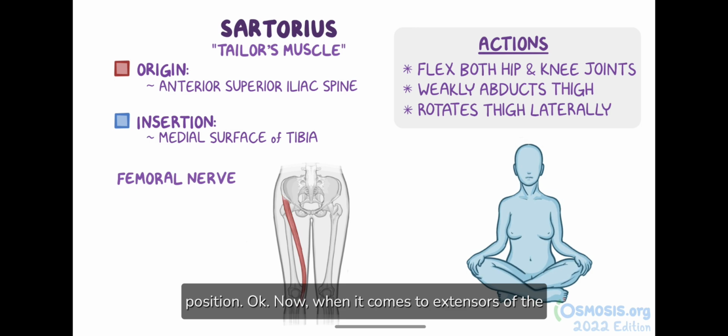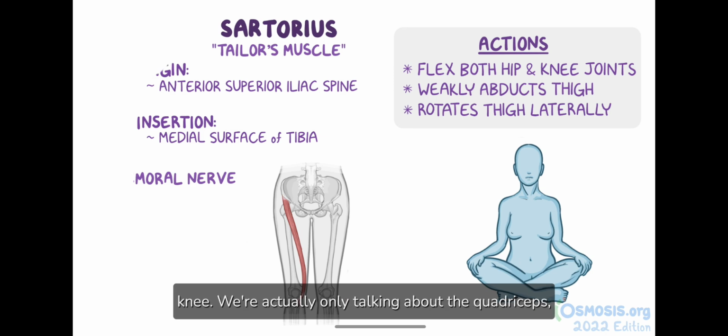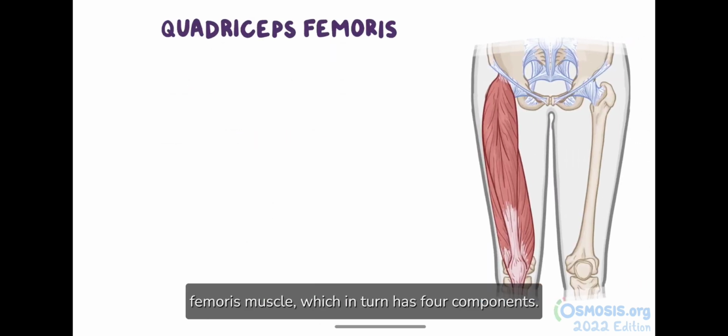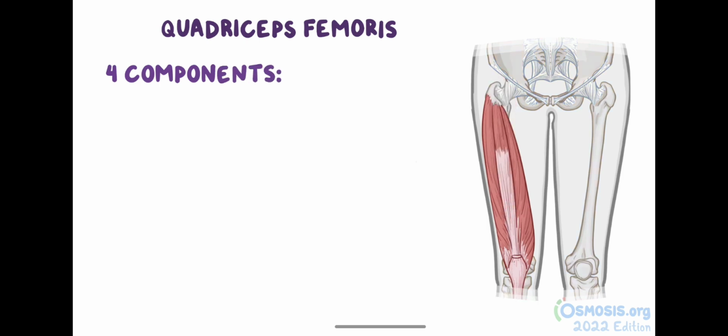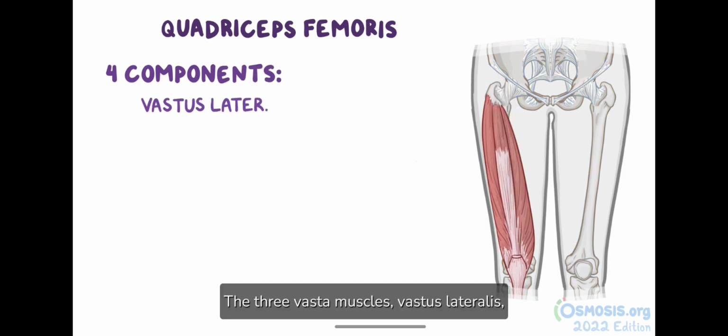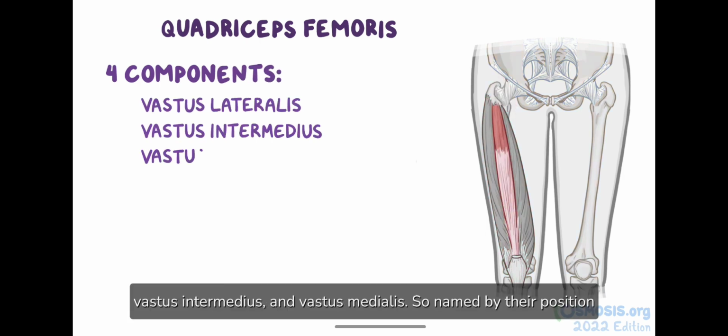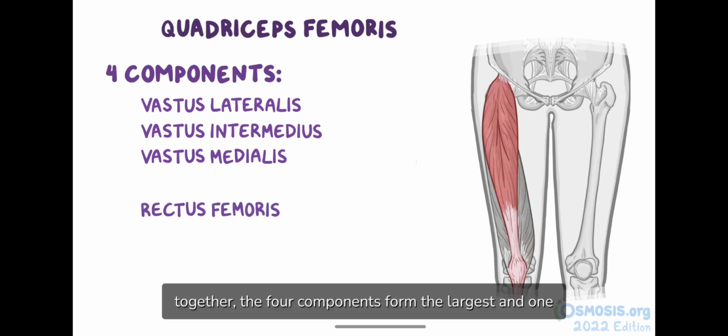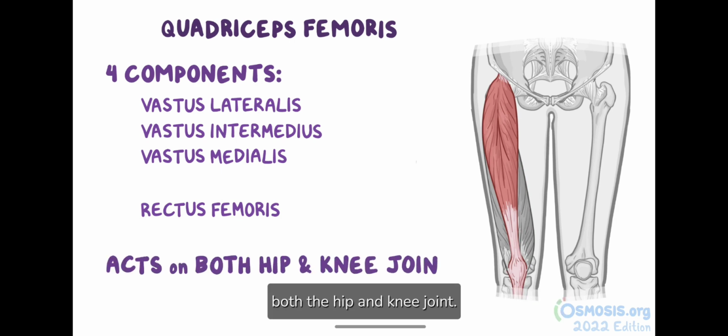Okay, now when it comes to extensors of the knee, we're actually only talking about the quadriceps femoris muscle, which in turn has four components. The three vasti muscles, vastus lateralis, vastus intermedius, and vastus medialis, so named by their position around the femoral shaft, and the rectus femoris. Together, the four components form the largest and one of the most powerful muscles of the body, which acts on both the hip and knee joint.